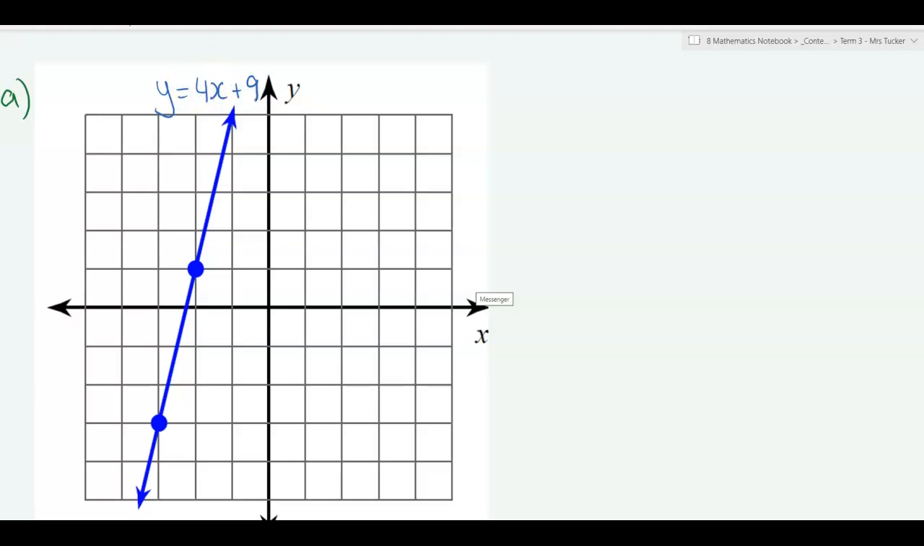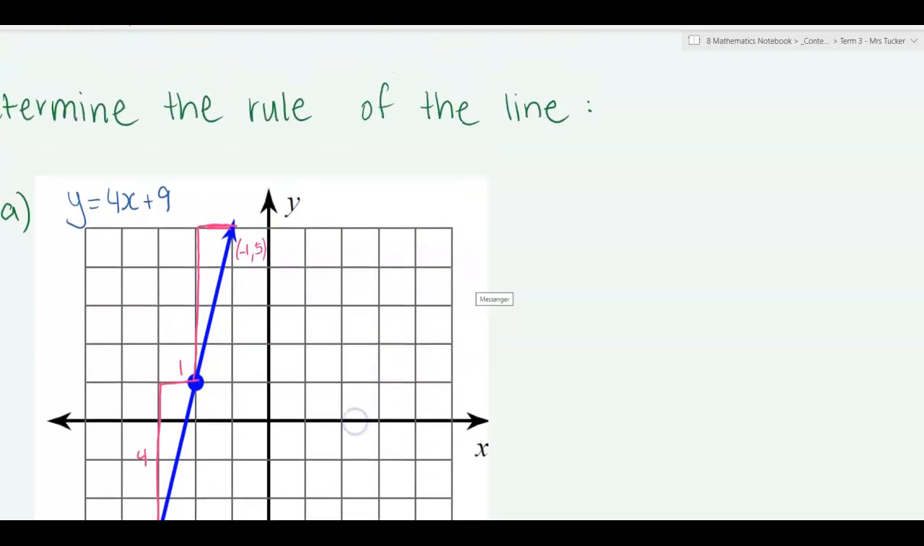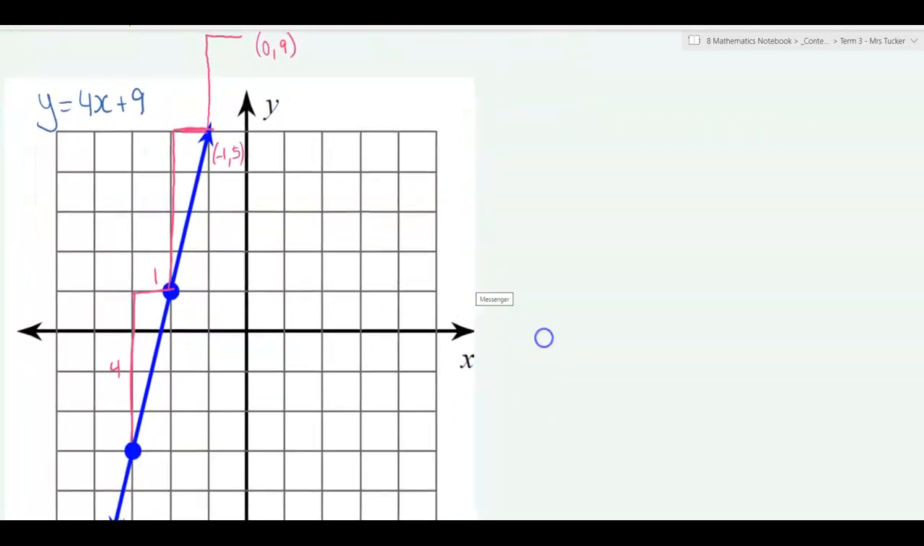Now, how can we prove it? Option 1, gradient, you guys are all pretty good at. We rise up 4, we run 1. Did we all get a gradient of 4? Okay, so if we keep that going, we go up 4, 1, 2, 3, 4, and across 1. We are now at negative 1, comma, 5. And then I could go up 4 again, and across 1, and I would be at 0, comma, 9. That is one option.